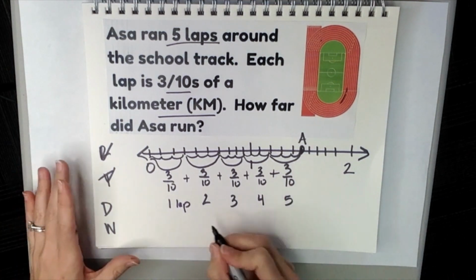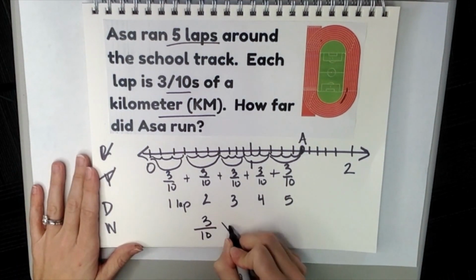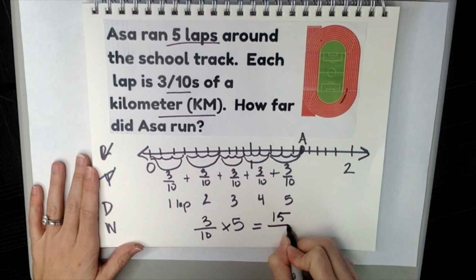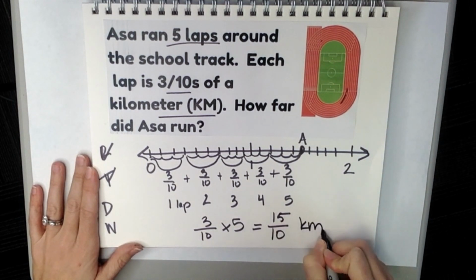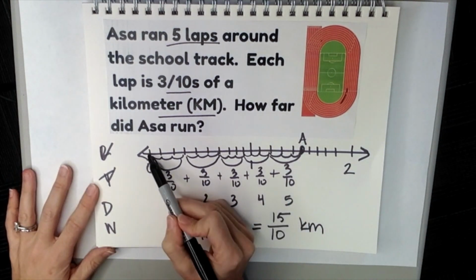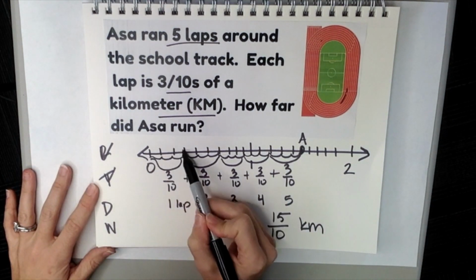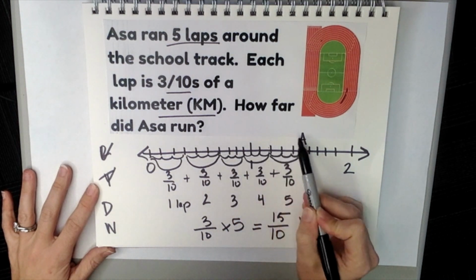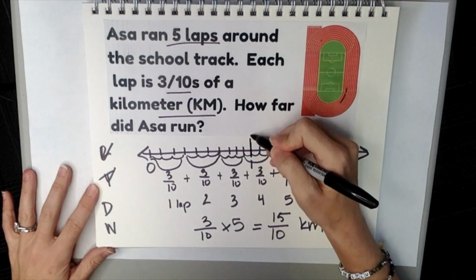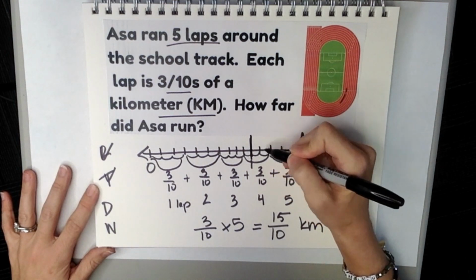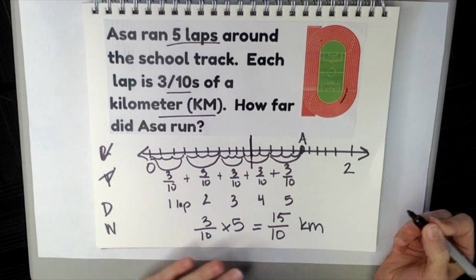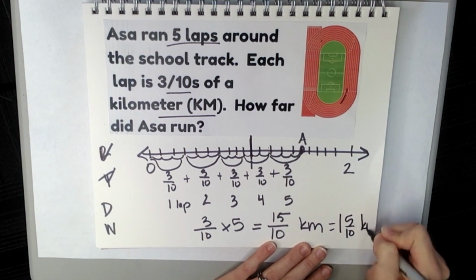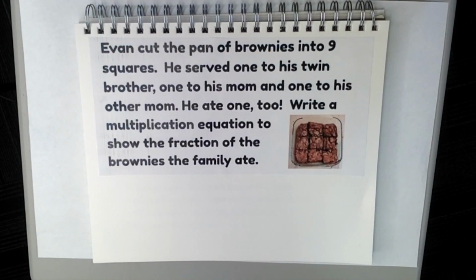We can use symbols. So 3/10 times 5 equals 15/10 of a kilometer. So we have, let's double check, 3, 6, 9, 12, 15. And here was 1, so 1 and 1, 2, 3, 4, 5 kilometers. 1 and 5/10 kilometers. All right, let's try one more together.